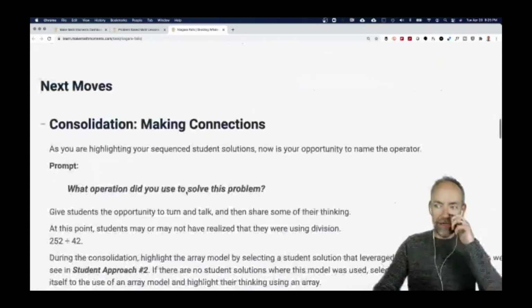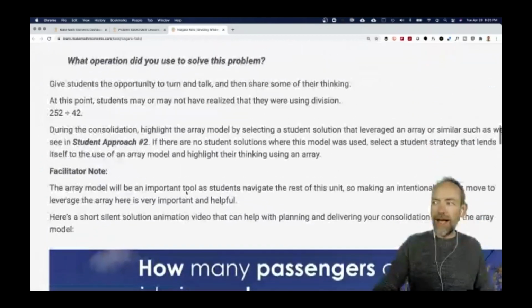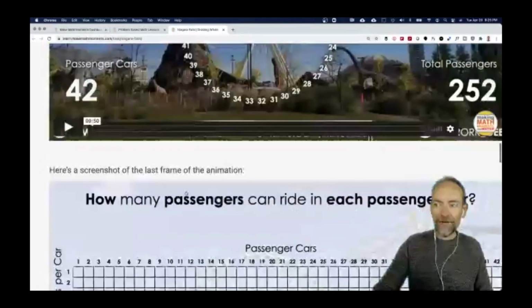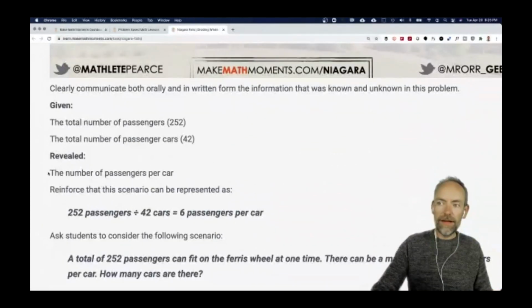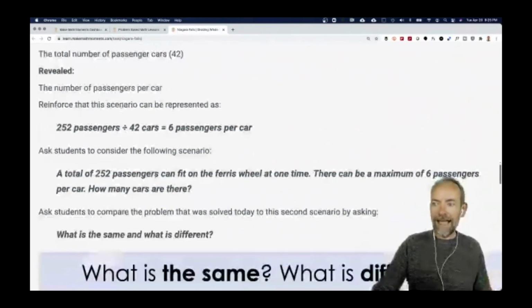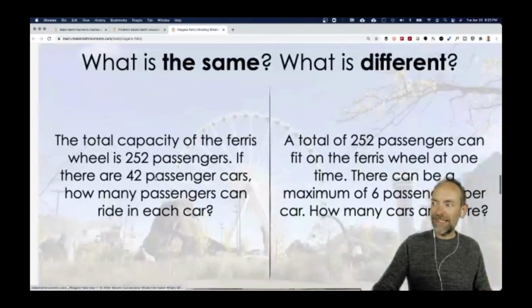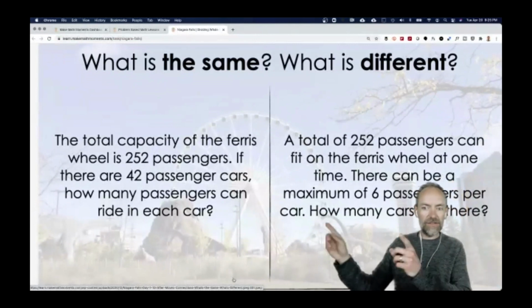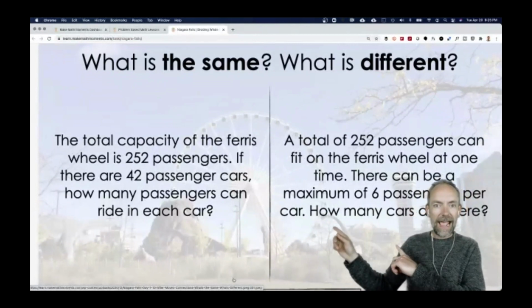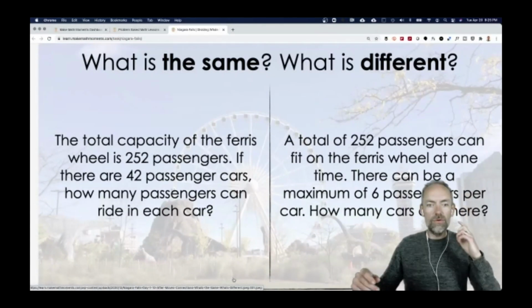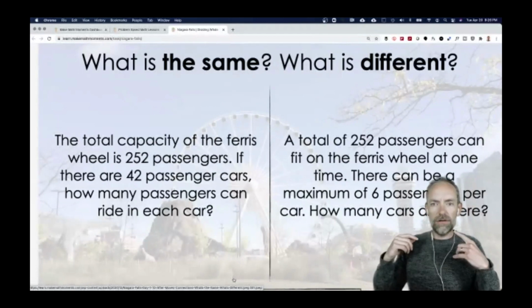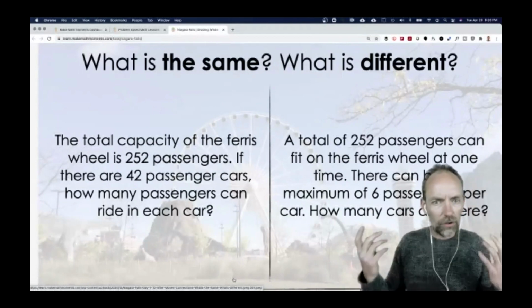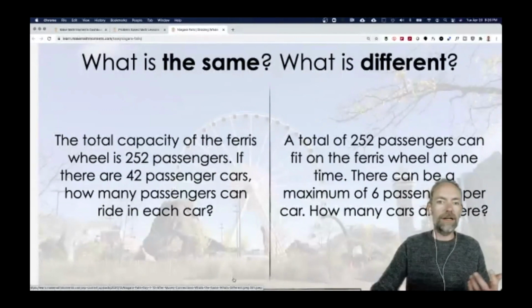And in the consolidation, we really try to highlight what type of division it was. So you'll see some of these pieces. You'll see revealed the number of passengers per car. So it's like, oh, we were looking for a rate, and we talk about what's the same and what's different about these two scenarios. So again, partitive, quotative. We get kids to notice that if you try to do that one the same way, you're going to run into a problem. The number will be the same, but how you went about it is going to be very different.